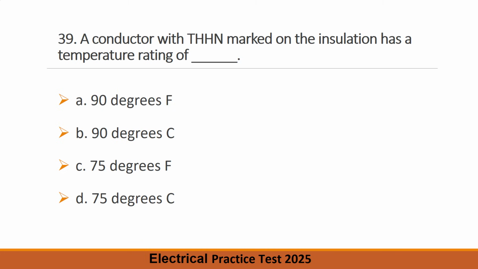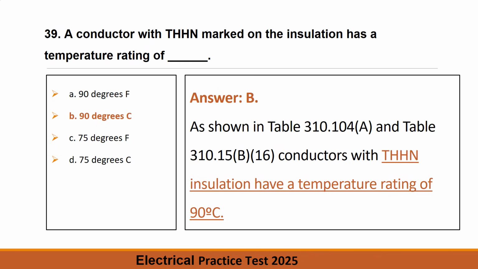39. A conductor with THHN marked on the insulation has a temperature rating of A. 90 degrees Fahrenheit. B. 90 degrees Celsius. C. 75 degrees Fahrenheit. D. 75 degrees Celsius. Answer, B. As shown in Table 310.104, A, and Table 310.15, B, 16, conductors with THHN insulation have a temperature rating of 90 degrees Celsius.